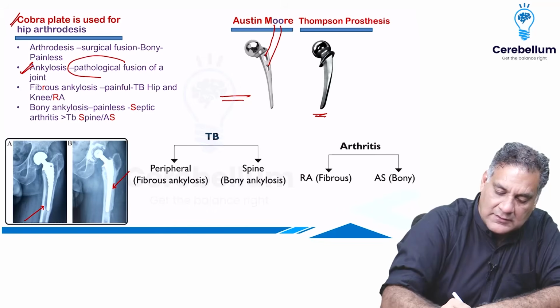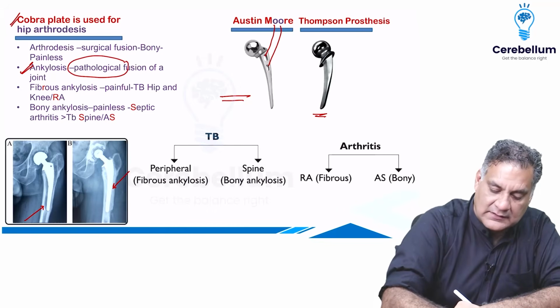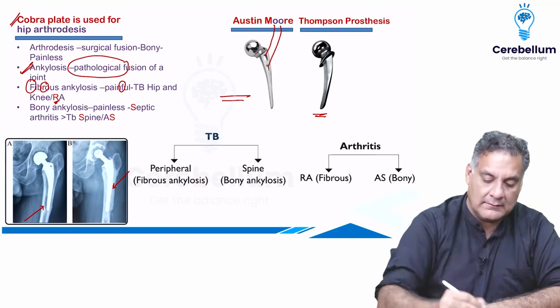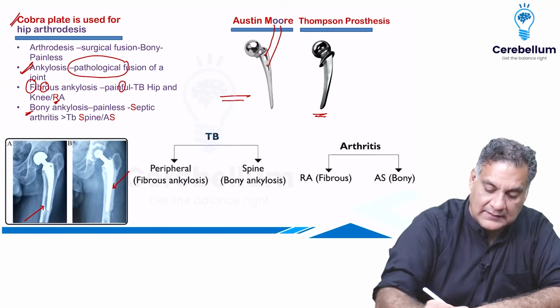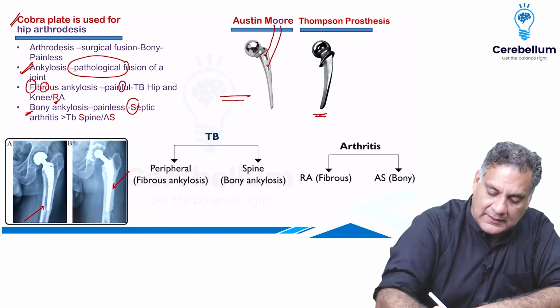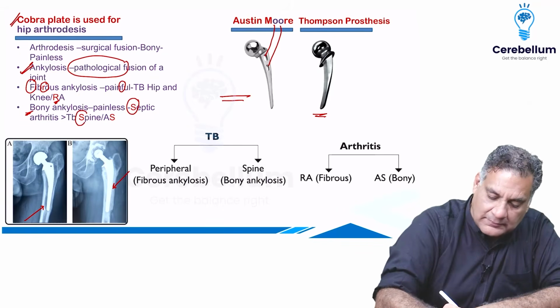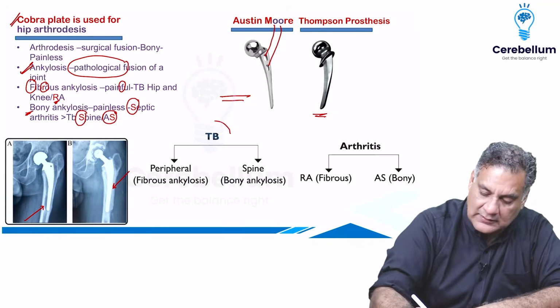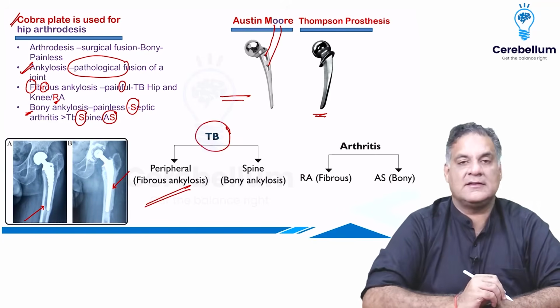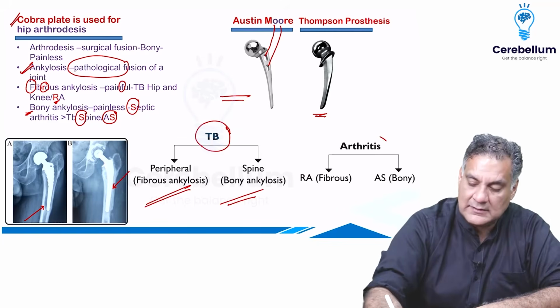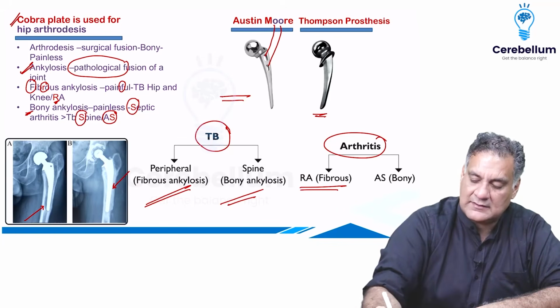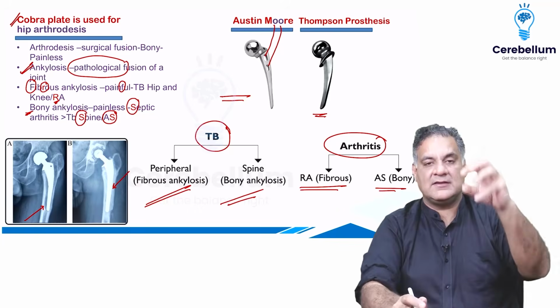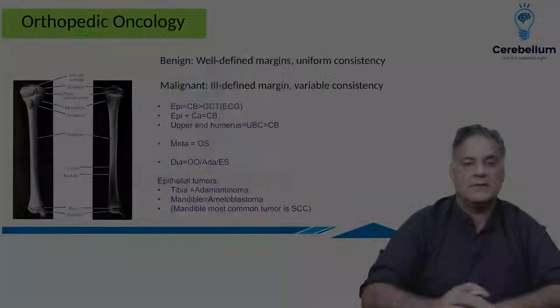It's a pathological fusion. Fibrous ankylosis: fibrous has F, it is painful. It also has R, it is seen in rheumatoid arthritis. Whereas bony ankylosis is solid and painless. S for solid, S for septic arthritis, S for solid, S for spine tuberculosis, and S for ankylosing spondylitis. So if I look at tuberculosis, peripheral joints like hip and knee have fibrous ankylosis, the spine has bony ankylosis; among joint diseases, rheumatoid arthritis is fibrous, and ankylosing spondylitis is bony. This is an extremely important flow chart.